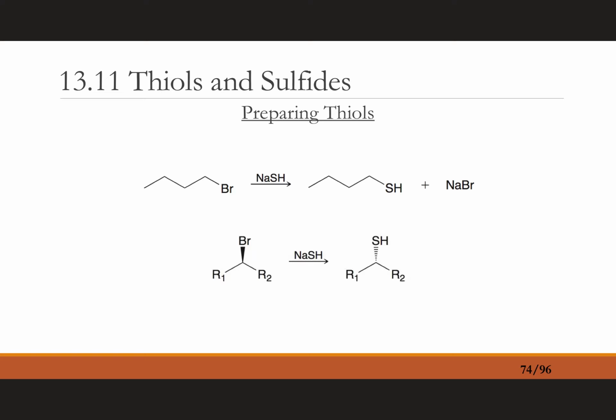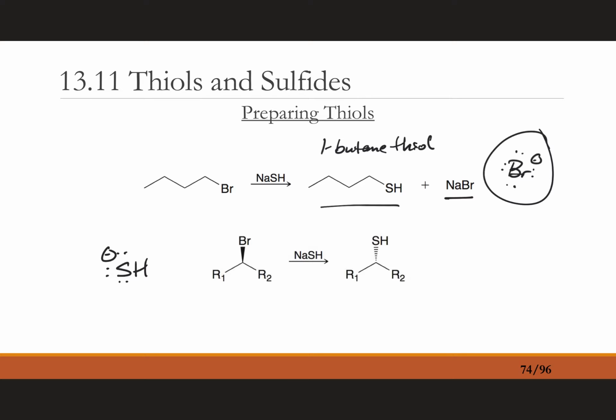All right, now preparing thiols. We have this alkyl bromide with sodium hydrosulfide, and that'll make this thiol right there. That would be 1-butane thiol. And then sodium bromide. The hydrosulfide is a good nucleophile because the sulfur is going to have a negative charge on it, and the bromine is a really good leaving group. Sulfur is a pretty big atom, but bromine is much bigger. So when you're comparing the anions that are possible, we have this being much more stable in solution than this.